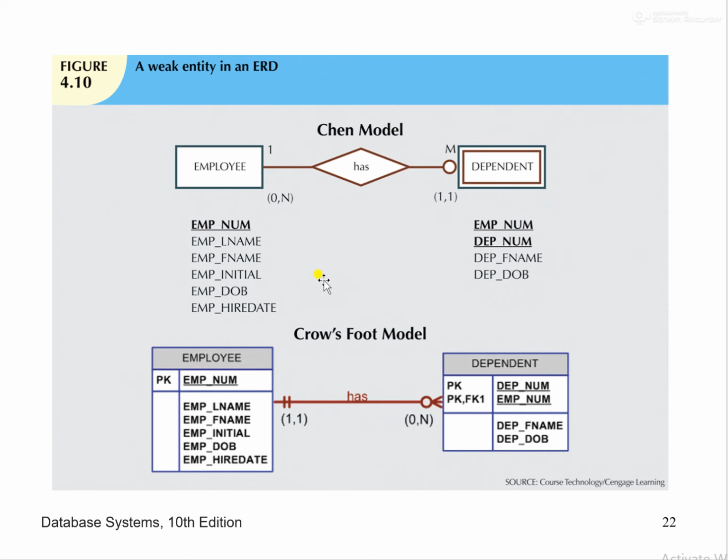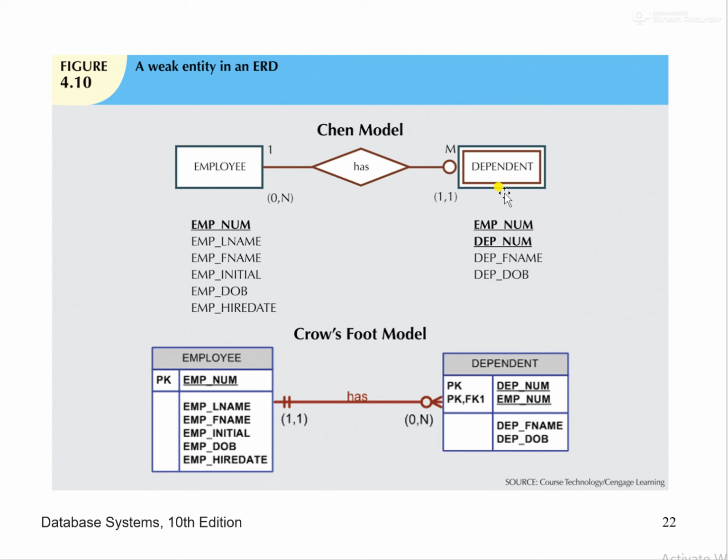Like here in this example, employee has dependent. In the Chen model, if an entity is a weak entity, we represent it with double rectangles. So dependent is the weak entity because its existence depends on the existence of employee. If employee does not exist, his dependent will also not exist. Okay, so the first condition is met.